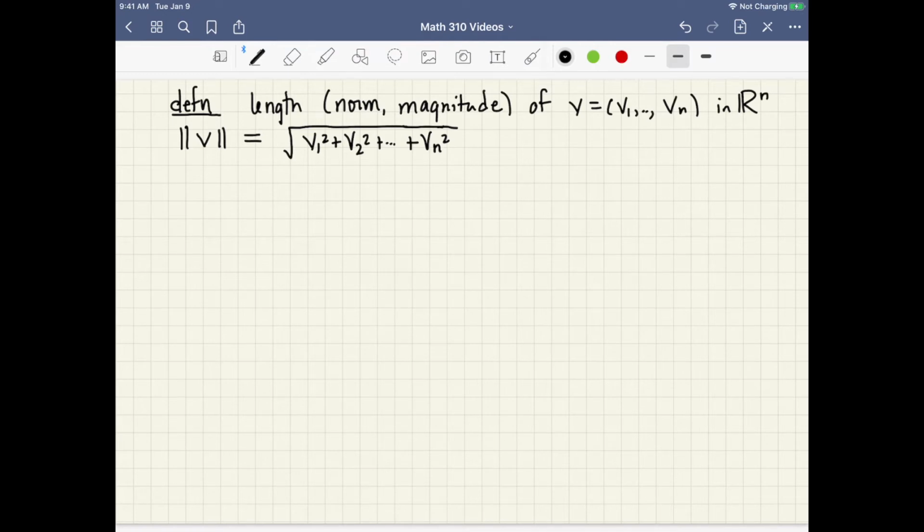And let me point out that in 2D you can think of this as nothing more than your usual Pythagorean theorem. So let me sketch what I mean. So let me put a point v1, v2.